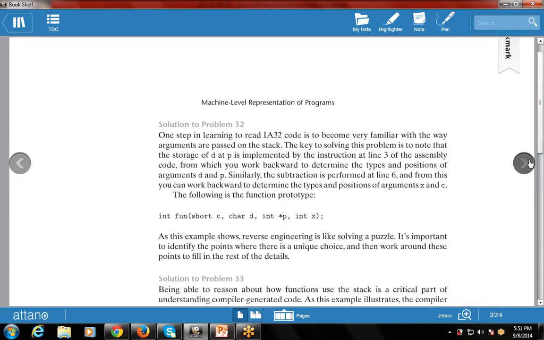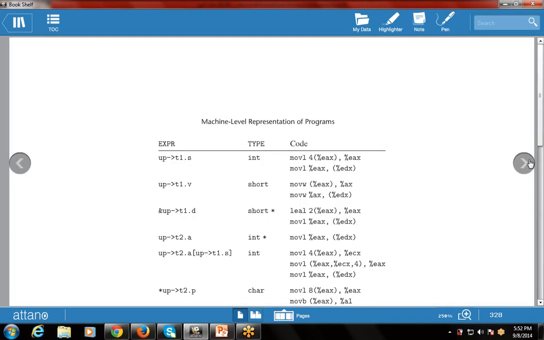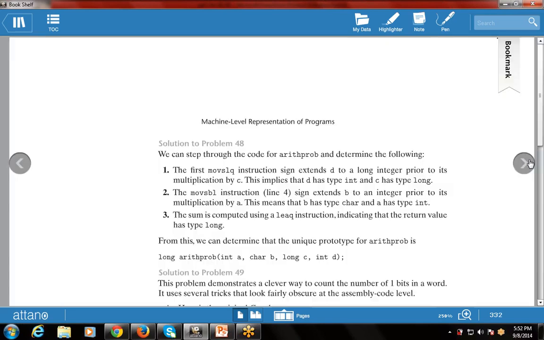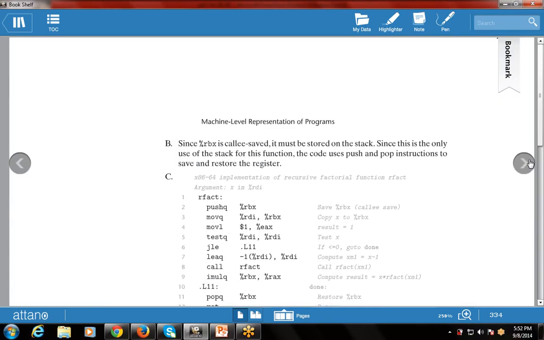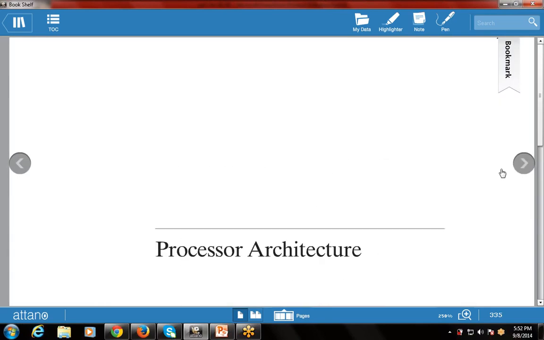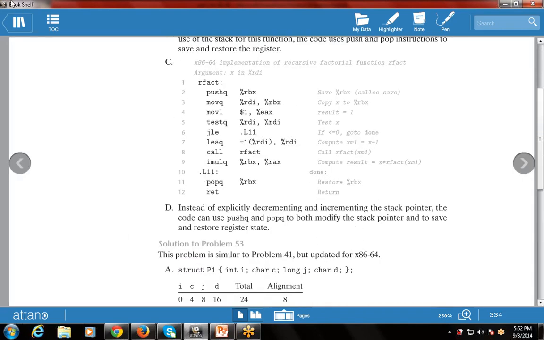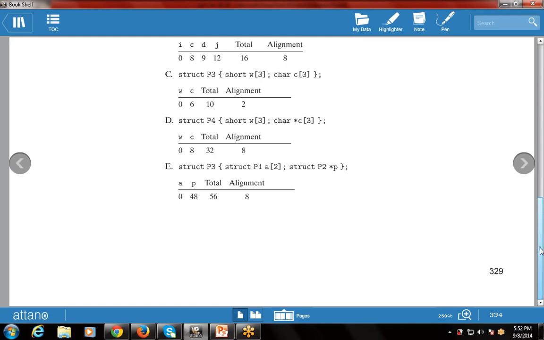Like this one, the solution to problem 32, 42, 46, 48, till the solution to problem 53. So there are 53 problems in your chapter, and these are the solutions to the problems.